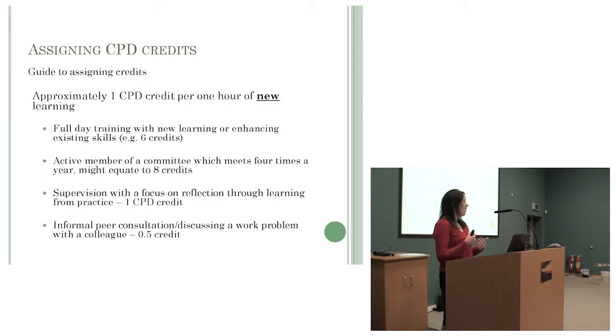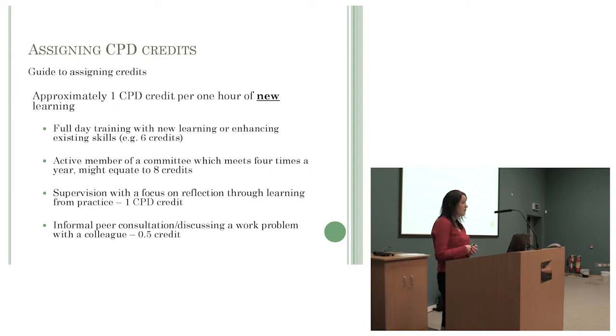So usually this is the one that most people are interested in. It's how do I actually assign CPD credits? So approximately the guide that CORU have provided is that 1 CPD credit equals 1 hour of new learning or maintenance or enhancement of skills. So a full day training where you have had new learning or enhanced your existing skills would be approximately 6 CPD credits. So a full day course, maybe 7 hours, but you would minus the time allocated for breaks or for lunch. So it's the time you've actually spent in the conference or learning those new skills or knowledge.